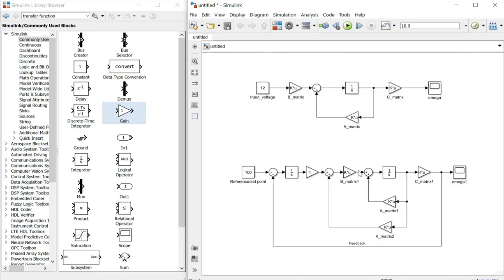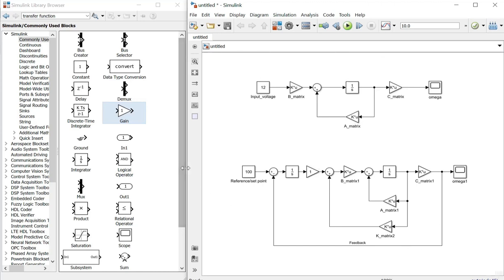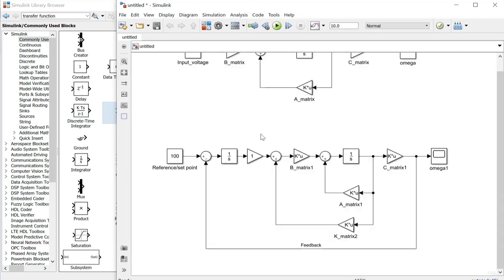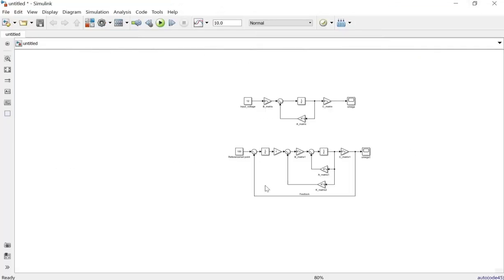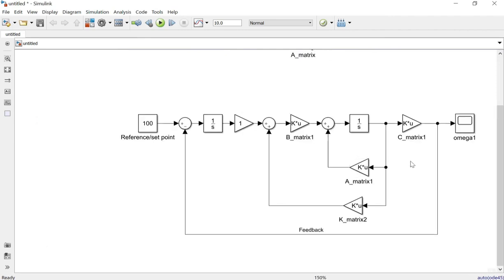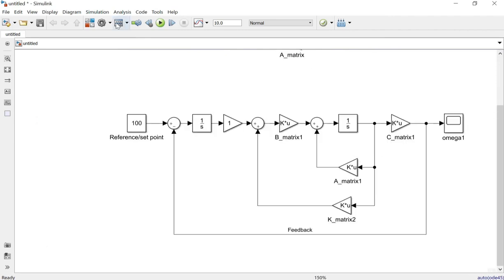The input voltage is connected to the V matrix. The V matrix output is connected to a summing point, and the summing point output is connected to the integrator to integrate the output. The integrator output is also fed back to a summing point and also sent to a C matrix. The C matrix output is connected to a scope to see the output waveform.